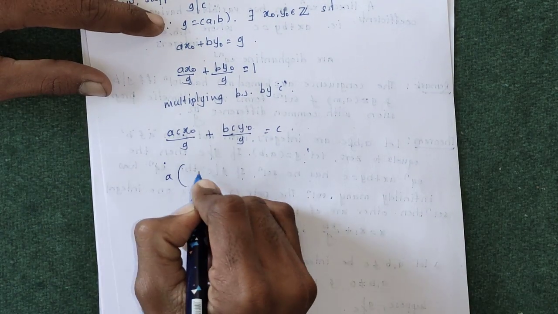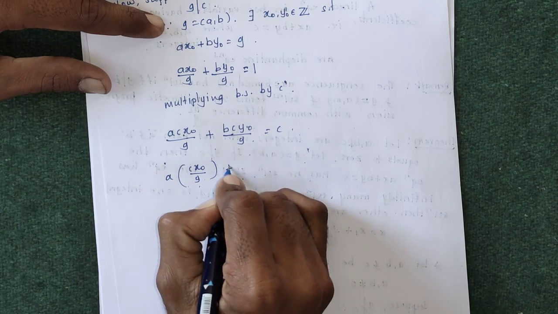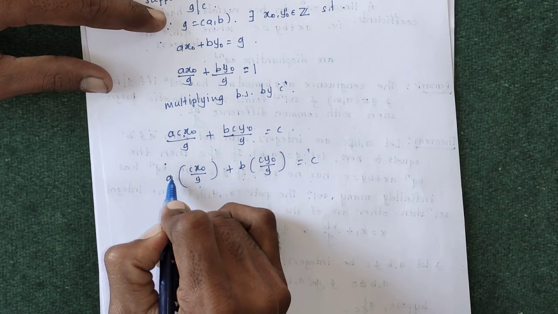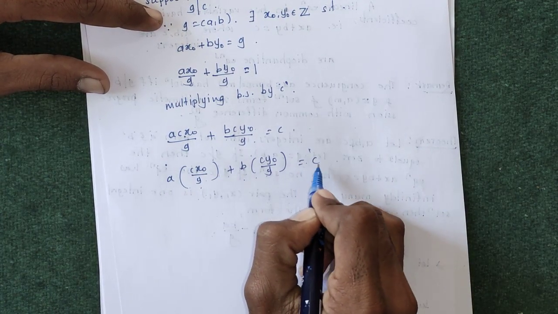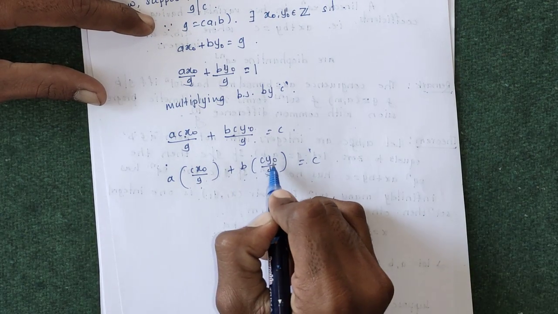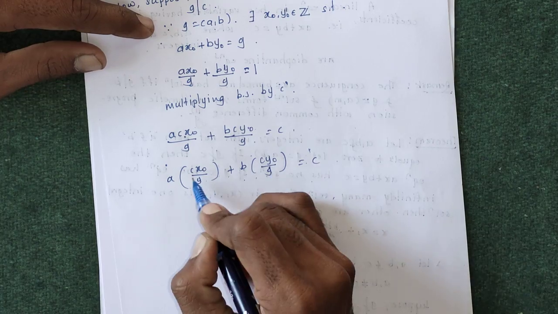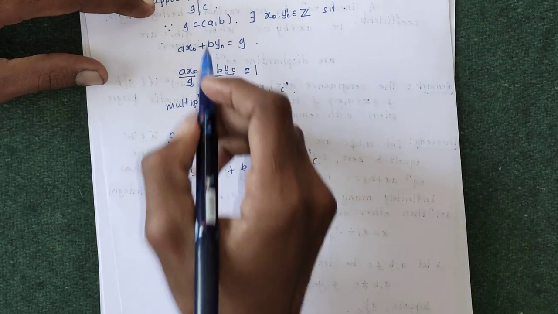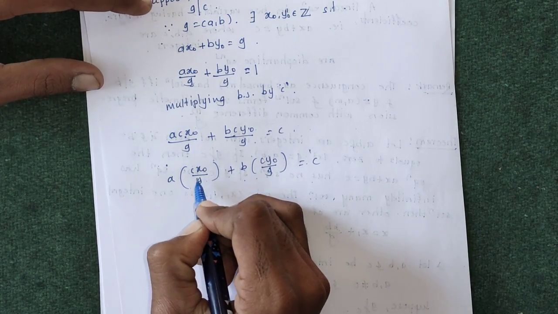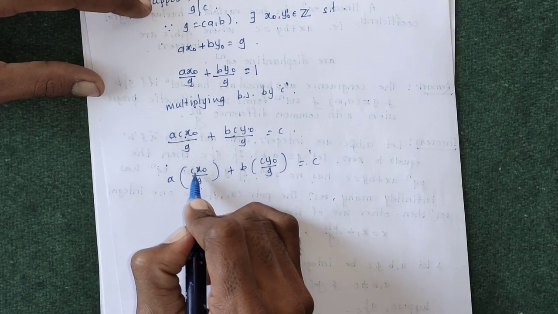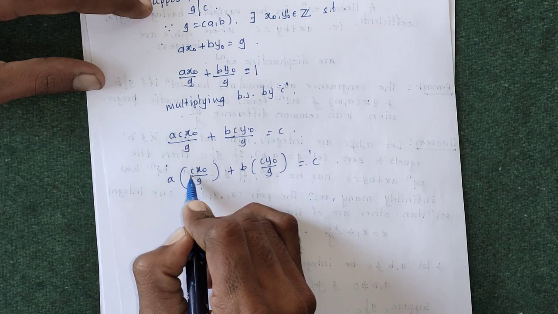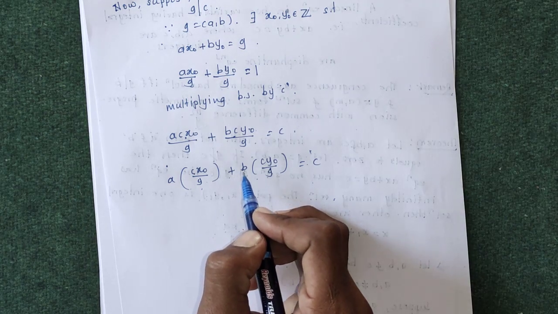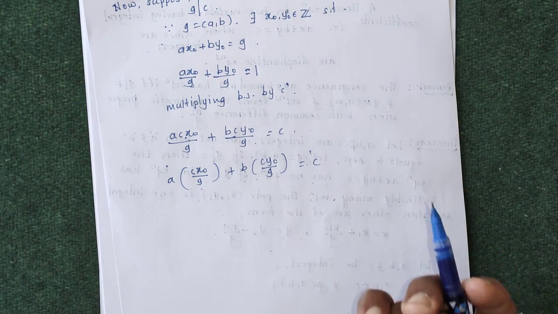That is, you can write A into C x naught upon G plus B into C y naught upon G is equal to C. So this is again of the form A into some x plus B into some y is equal to C. So C x naught by G and C y naught by G is an integral solution of this equation. This is an integral solution since our G divides C. So this division will again be an integer since G divides C. Suppose we write 10 x naught upon 5. So 5 divides 10, so that will be an integer since our G divides C. So this is again an integral solution.